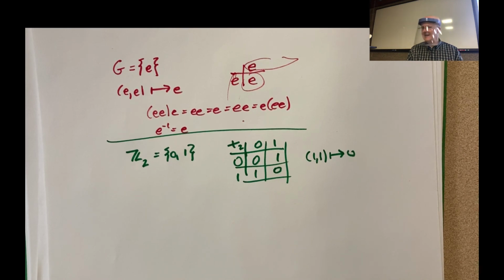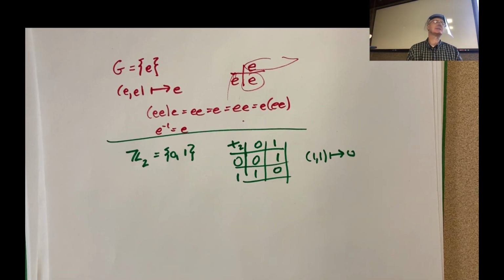Is there an identity? I don't see any E's in here. Yes, you're right. 0 is the identity. The operation is addition, not multiplication. And does each element have an inverse? Yep. 0 is its own inverse, and 1 is its own inverse.